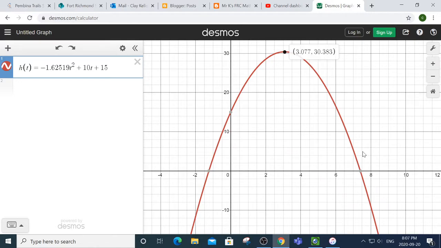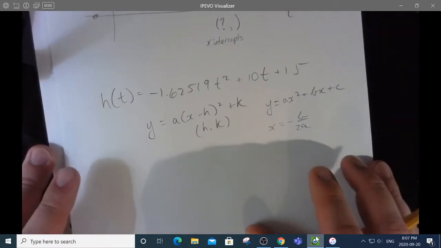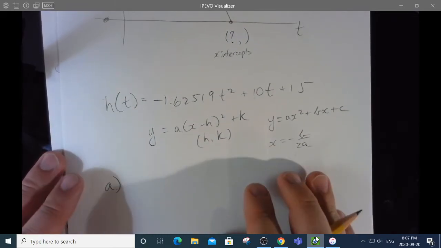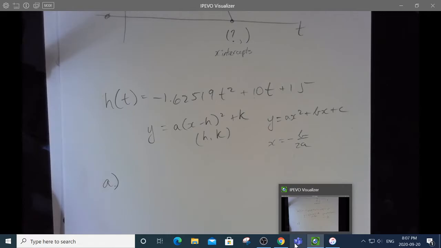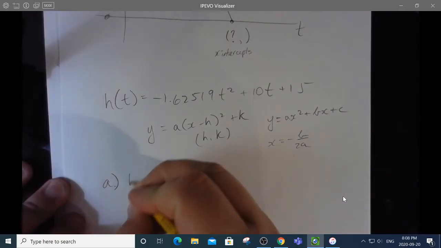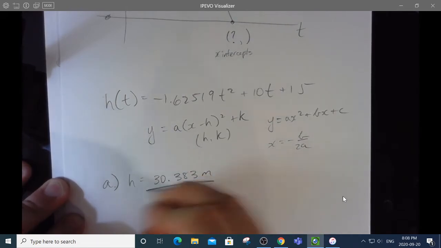So my A answer, which I did find the traditional way with arithmetic up above, but just reading it from the graph, because again, this is the way I would have done it if I wasn't explaining it. I'd have just gone to here and gone, okay, good. So at t equals 3.077 seconds, the maximum height the ball reaches is 30.383 meters. So I'll write height is equal to 30.383 meters. Good enough. So there's the A question answered.